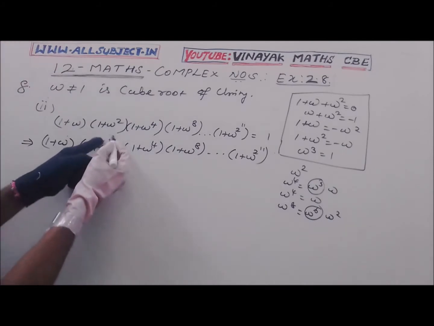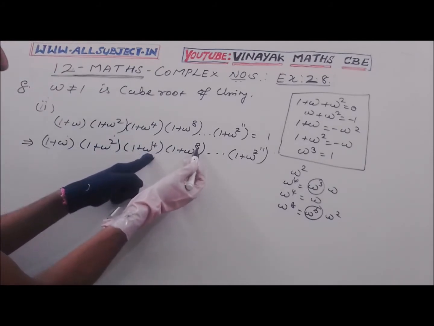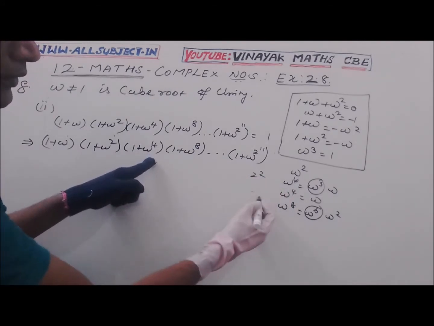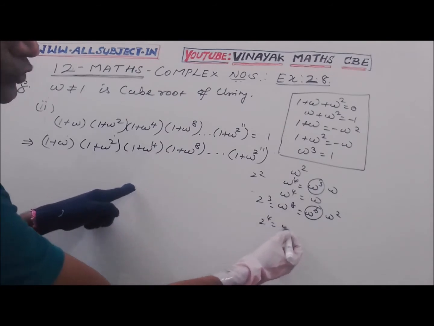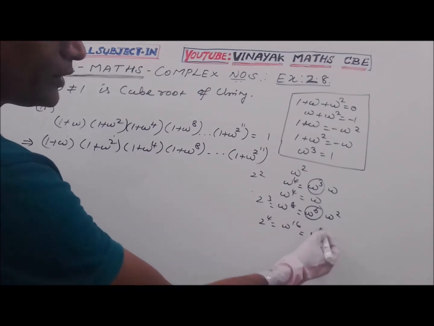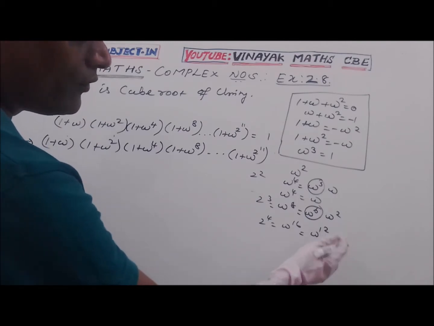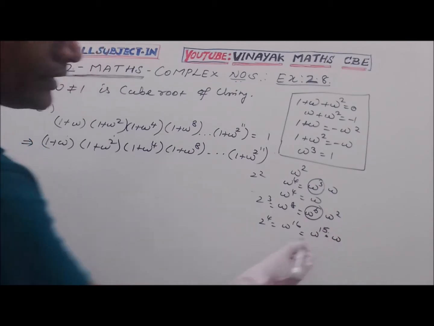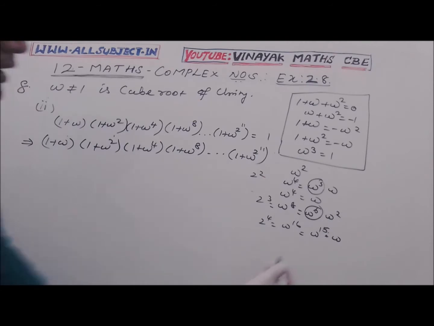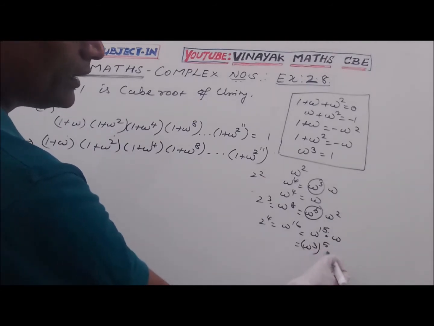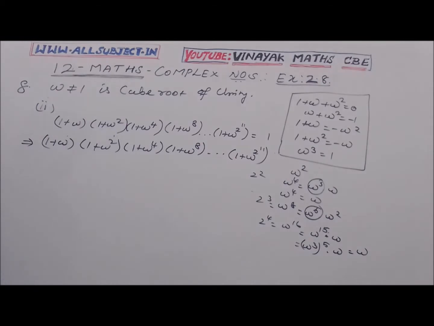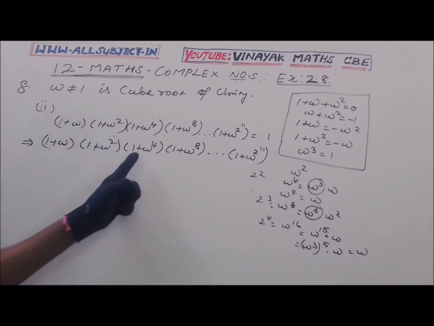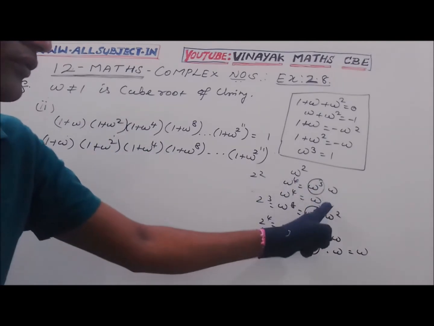And here 2 power 1 is 2, 2 power 2 is 4, 2 power 3 is 8, and 2 power 4 means omega power 16. This means omega power 15 into omega. We can rewrite omega power 15 into omega as omega cube whole power 5 into omega. So again we have omega. Now look at the power: omega power 2 is omega square, and omega power 4 is omega.